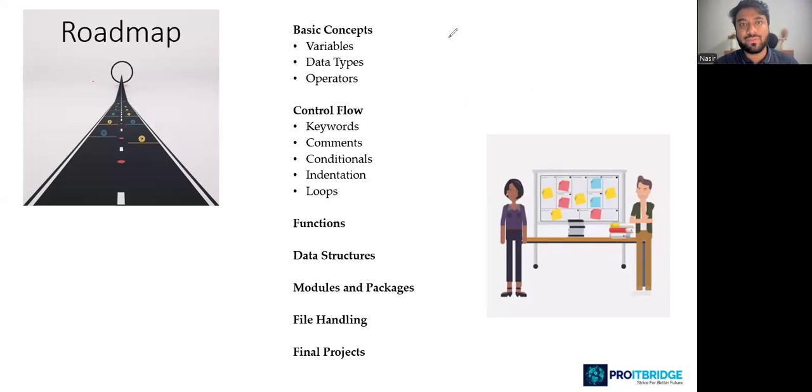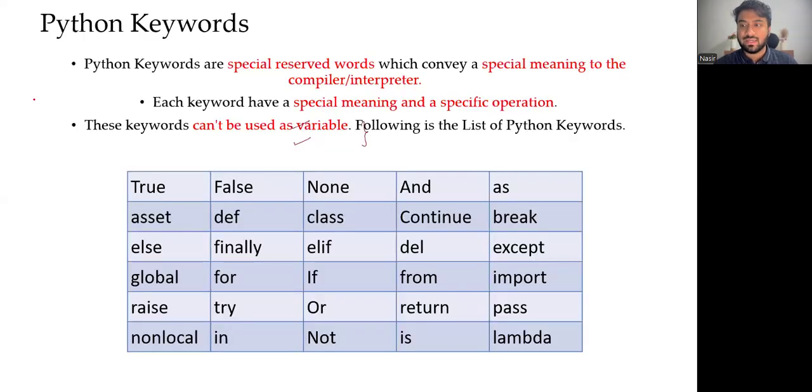We have also seen different types of operators such as arithmetic operators, then comparison, assignment, logical, and then I think membership and identity operators. All those things we have covered. In today's video, we are going to cover keywords and comments in Python. These are the two things we are going to talk about today. So let's get started.